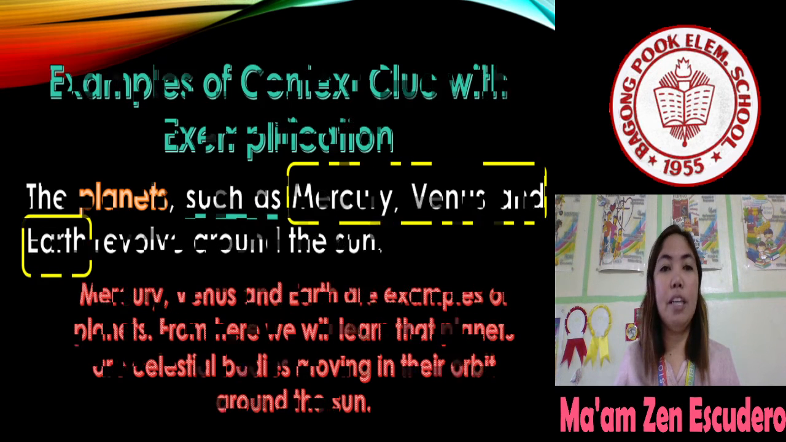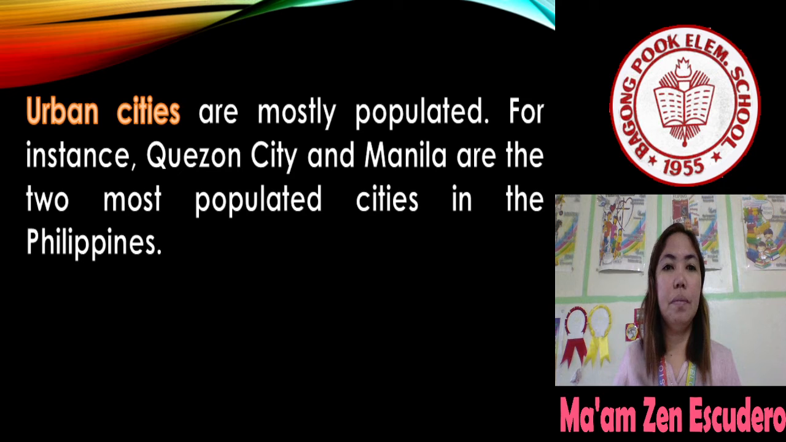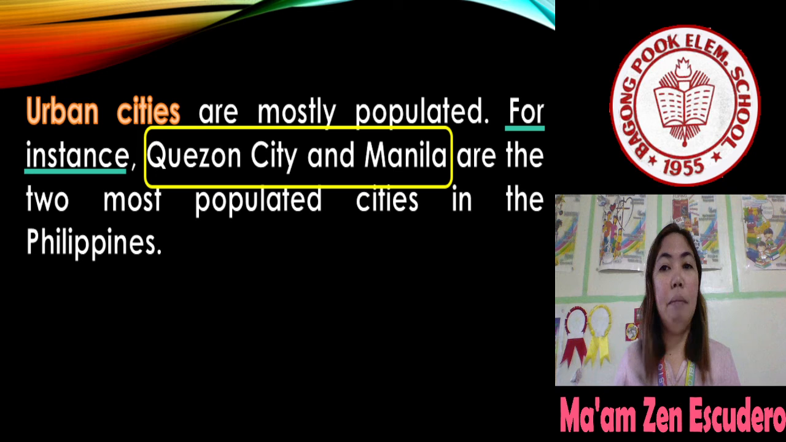Let's have another example. Let's read. Urban cities are mostly populated. For instance, Quezon City and Manila are the two most populated cities in the Philippines. Do you know urban cities? The context clue given here is, for instance, and the examples given as urban cities are Quezon City and Manila.